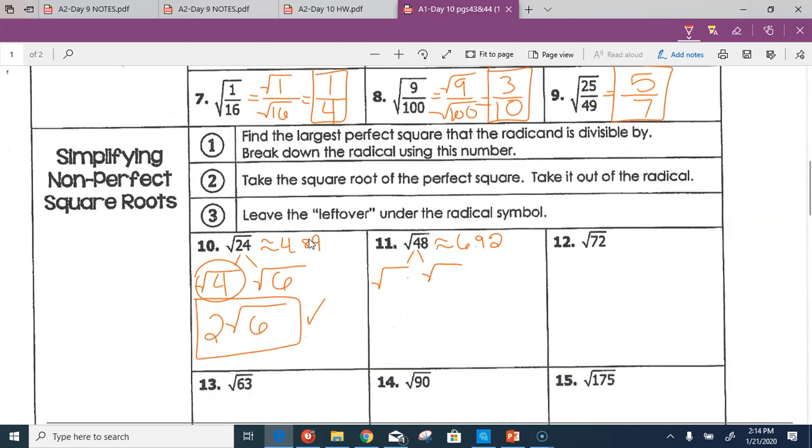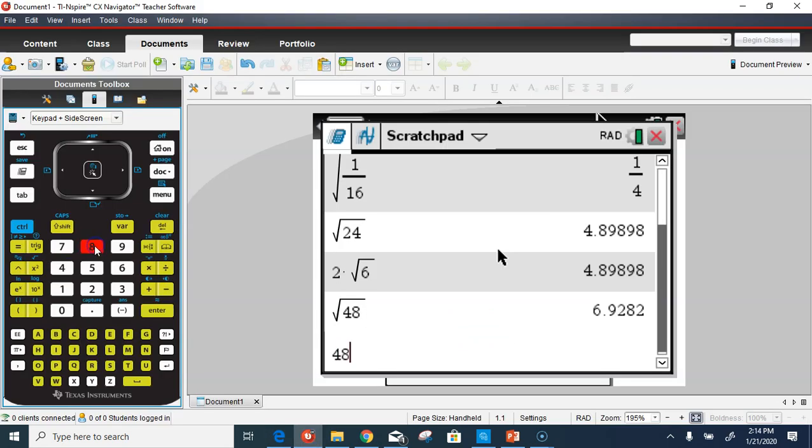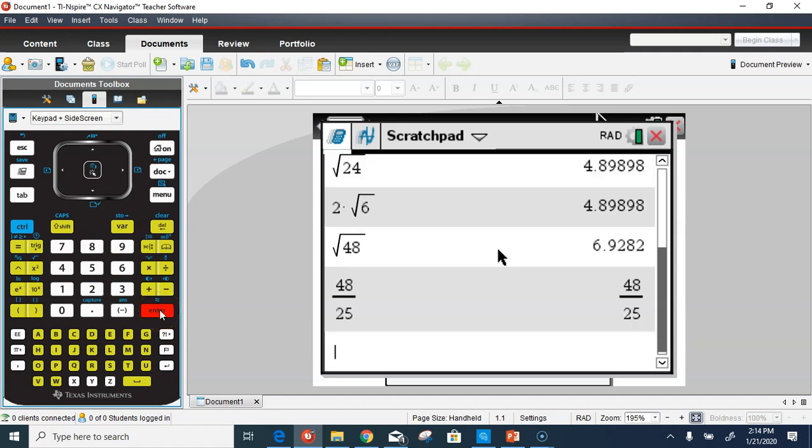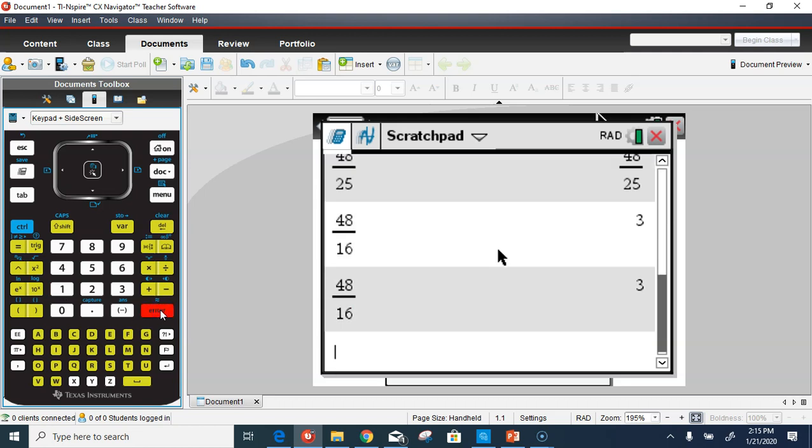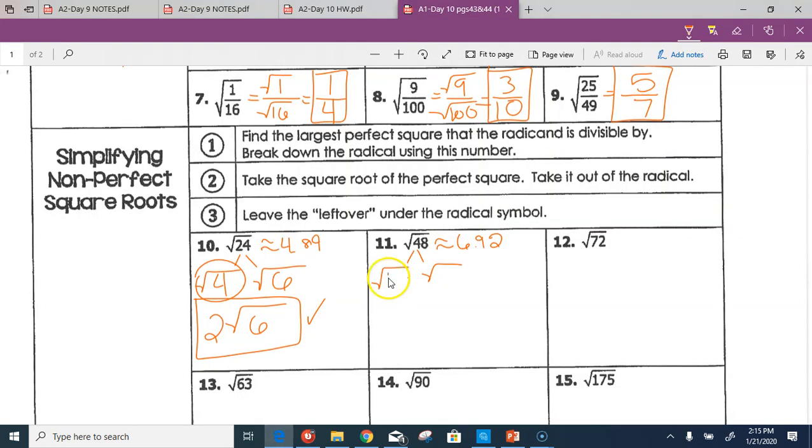What I mean by goes into, that means if I divide, let's say 48 by a perfect square like 25, I shouldn't get a fraction or decimal answer. Here I get a fraction answer. But if I do 48 divided by 16, I get a whole number answer of 3. So I can say 16 is my perfect square.